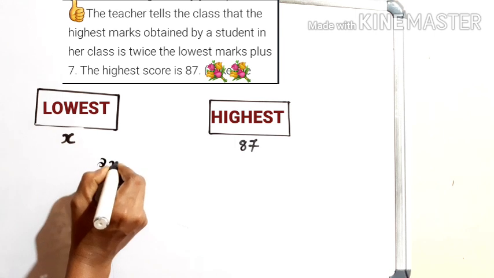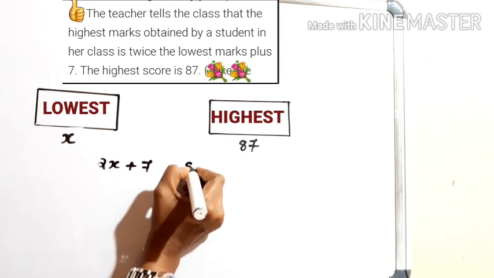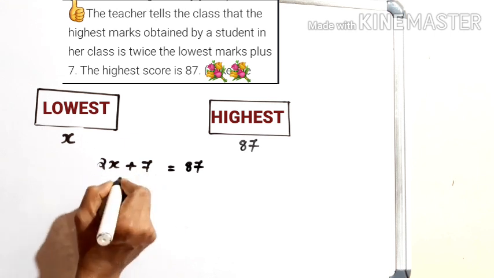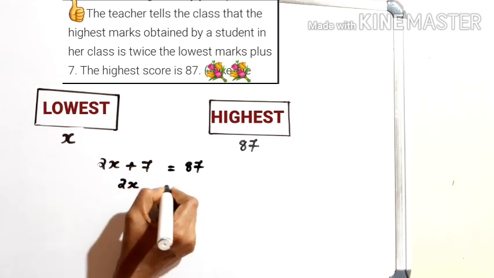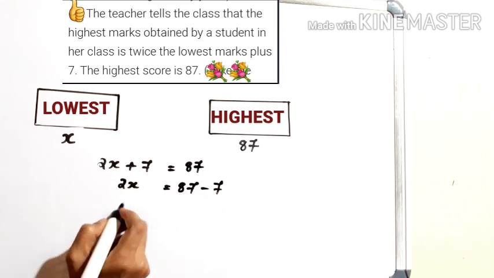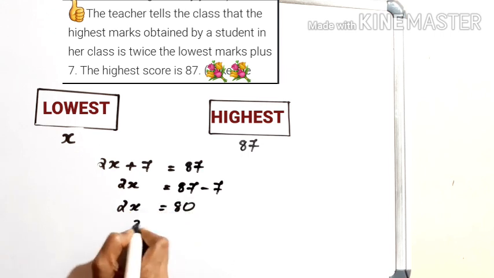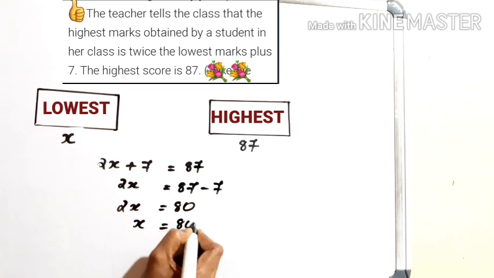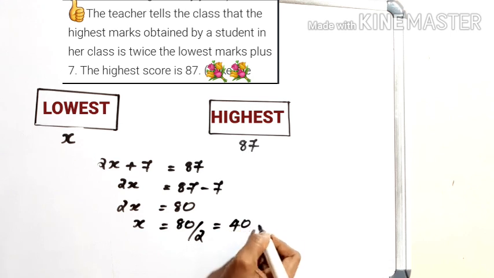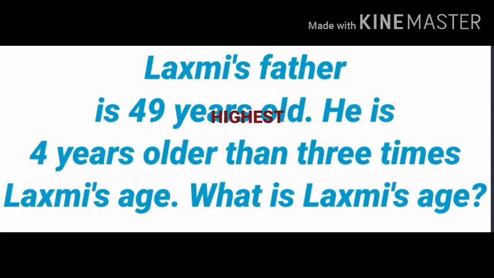Twice means 2x plus 7 equals the highest mark 87. Then can you solve? 2x equals 87 minus 7. 2x equals 80. x equals 80 by 2 equals 40. So the lowest marks is 40. The value of x here is 40.